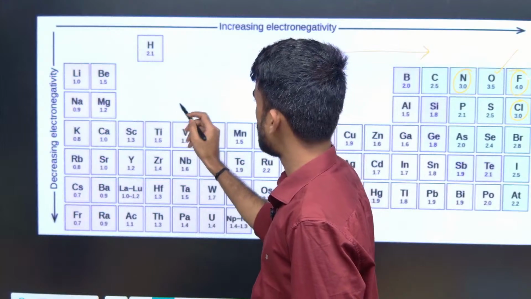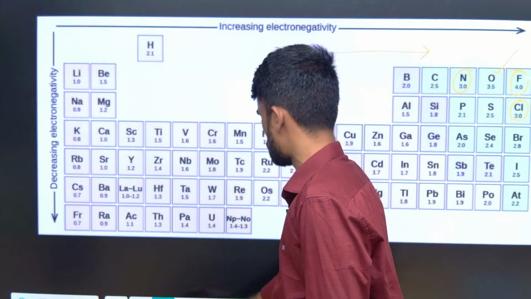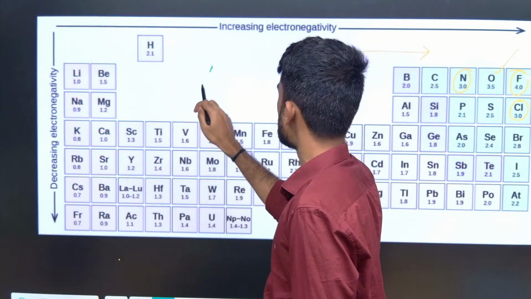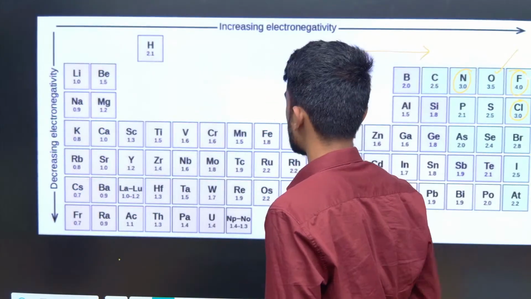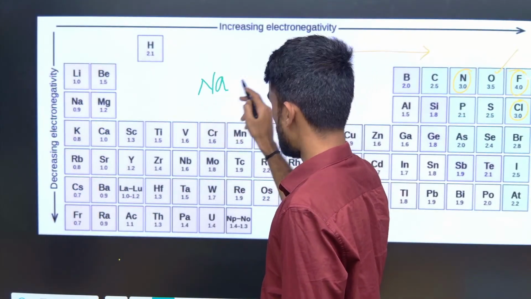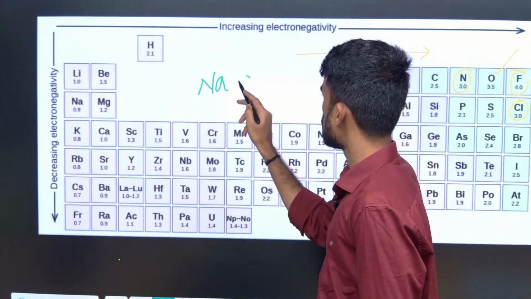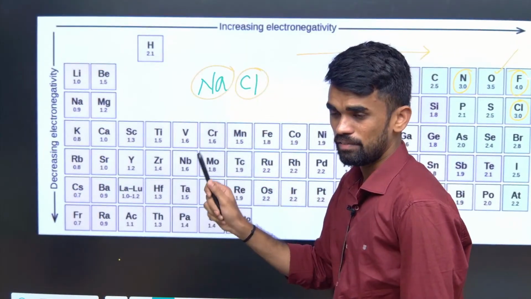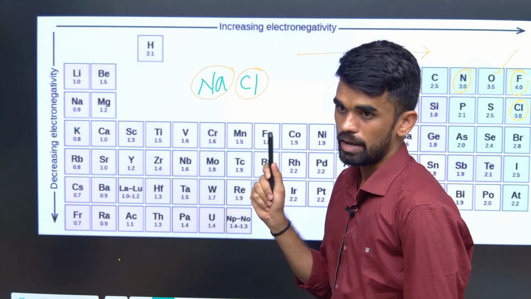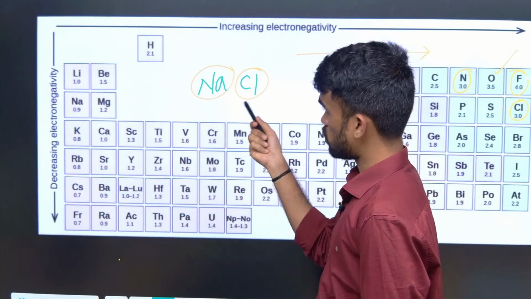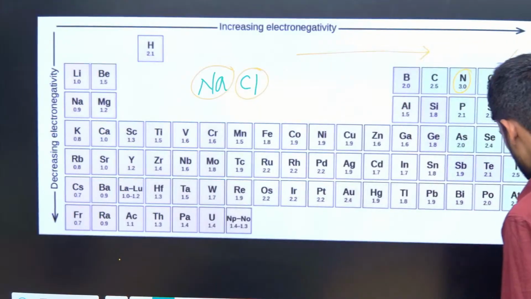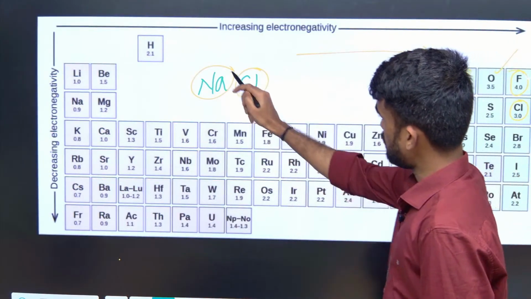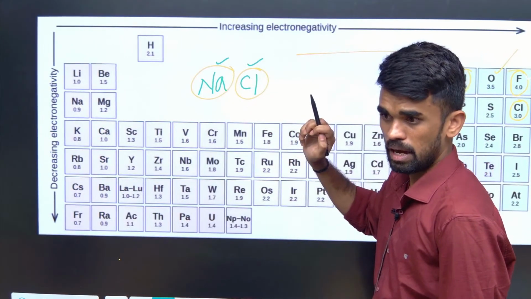So when an electropositive metal, for example sodium, and an electronegative non-metal, let us say chlorine, are combining, they will form an ionic compound. About this we will discuss later. Again, a metal and a non-metal combine to form an ionic compound.